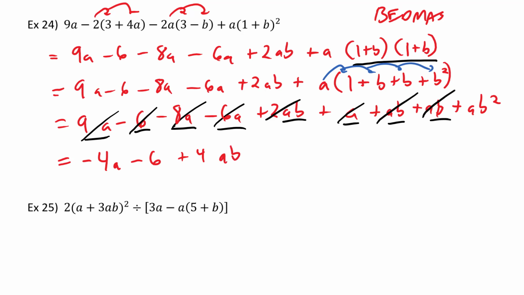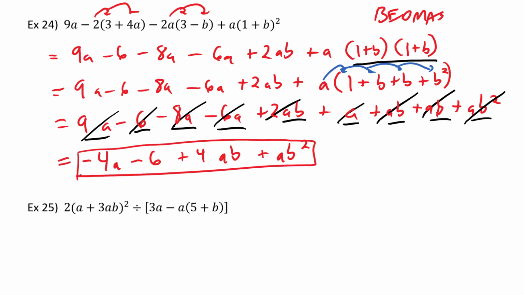Cross those off. And then lastly, we just have ab squared plus ab squared. And that crosses off. So notice, ab squared is not the same as ab. Very important. And here we have the final answer. That whole thing boils down to those 4 terms.